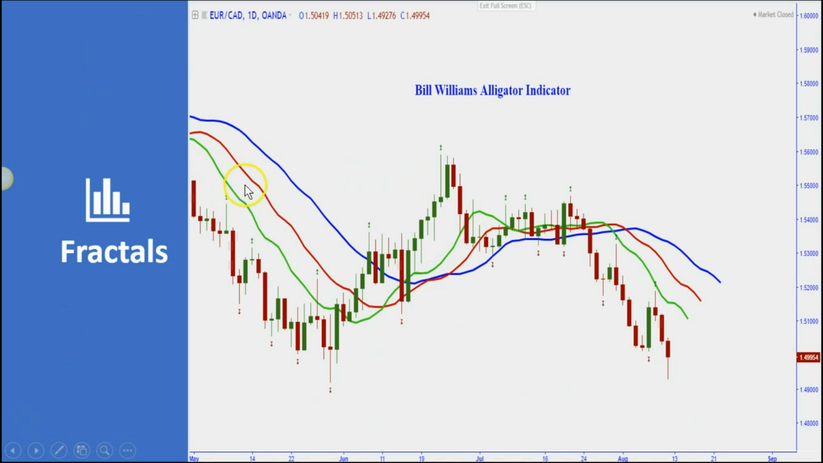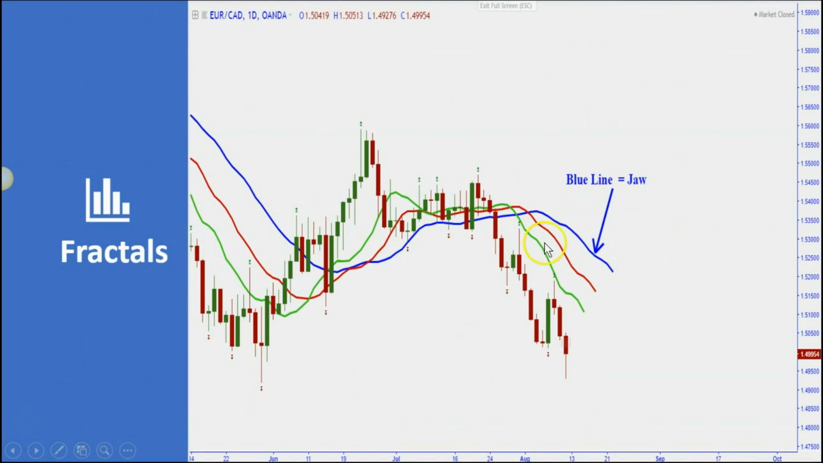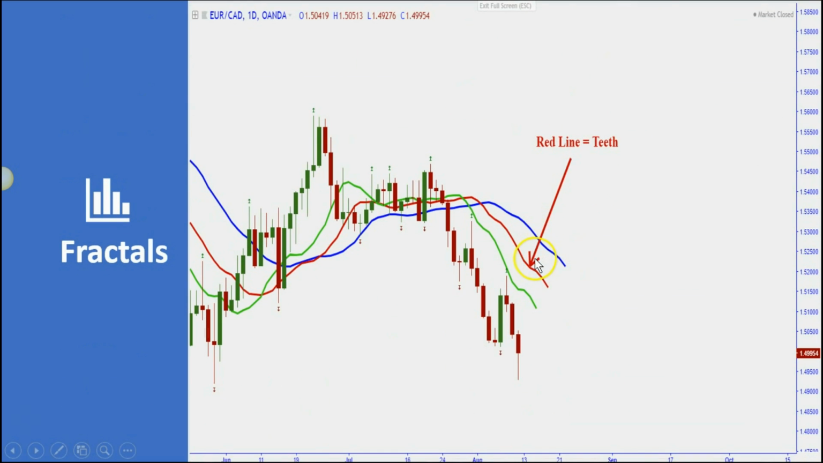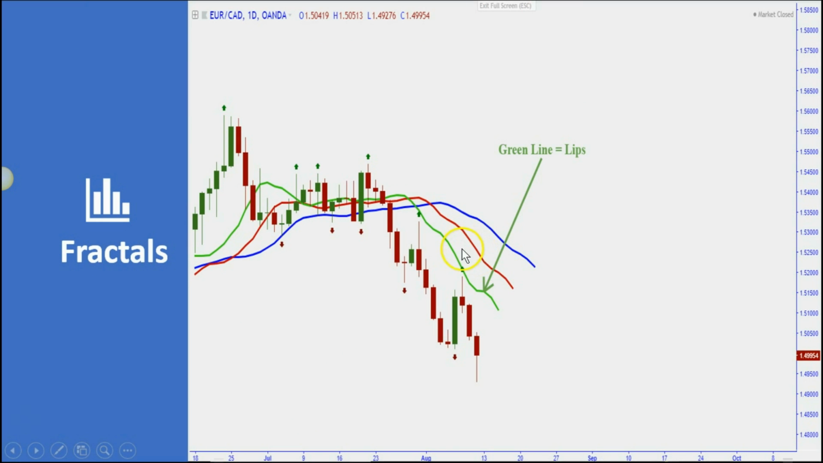This is Bill Williams' alligator indicator, these 3 lines. The blue line here is the jaw. The red line here is the teeth. And the green line are the lips.